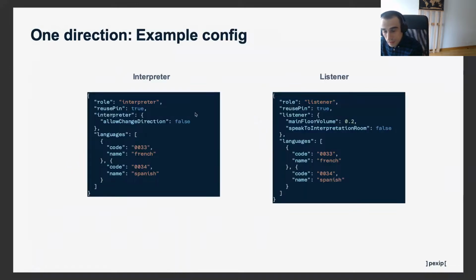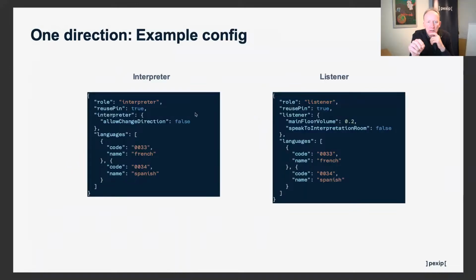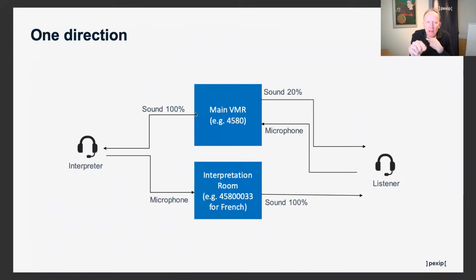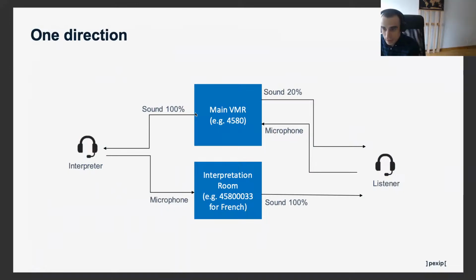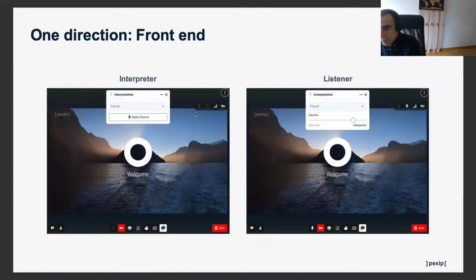But just a question, Marcus. There is a slider? You will add a slider so he can choose which percentage of sound he will receive from the main room. Exactly. You have the UX later. Okay, I will show you. It's this one on the right. So you can choose if you want to hear the interpreter or mainly the main floor.